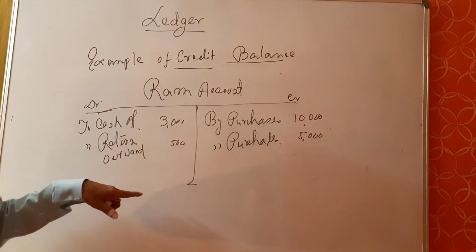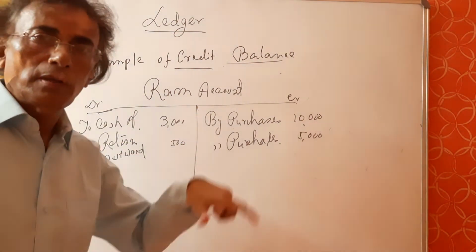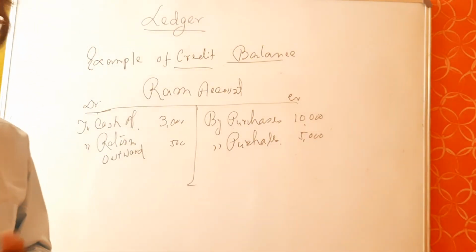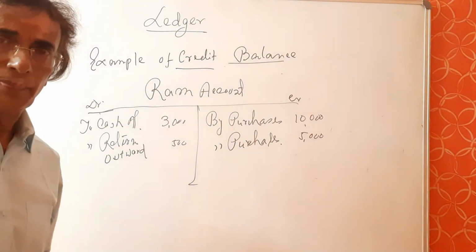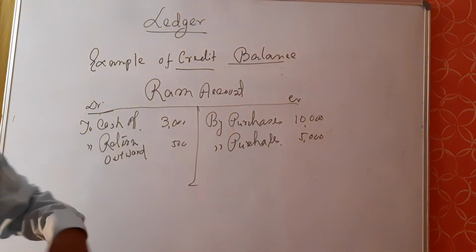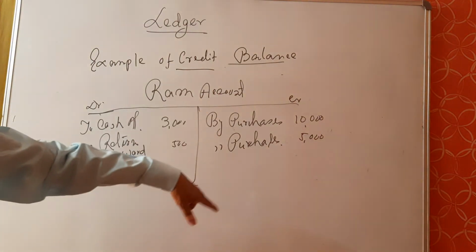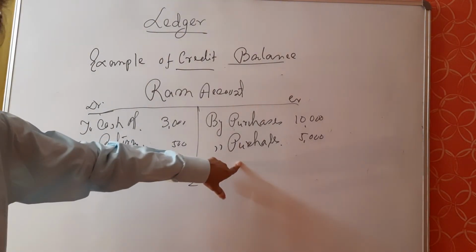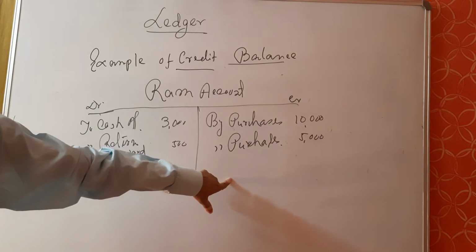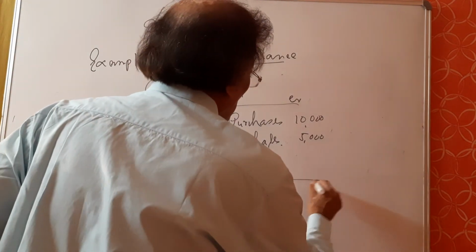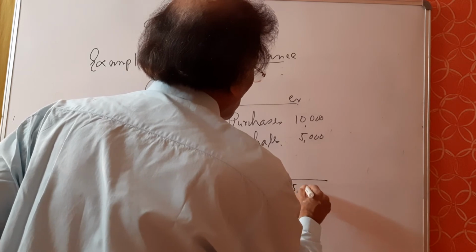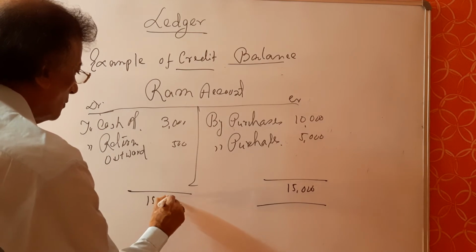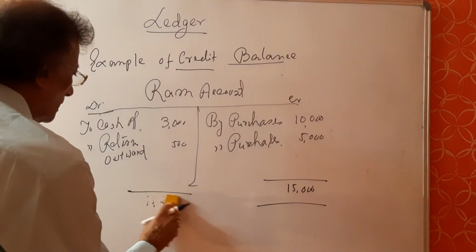This is Ram account. Ram account is, as you all know, a personal account. Personal account may have either debit balance or credit balance. If the credit side is higher, then it represents credit balance, and if debit side is higher, it represents debit balance. Now here we see that credit side in this account is higher than debit, as is evident from the transactions recorded in this ledger. So we should first cast the credit side. It comes to 15,000. We shall put this 15,000 on the other side, the debit side, to bring out the difference between the two sides, that is the balance.